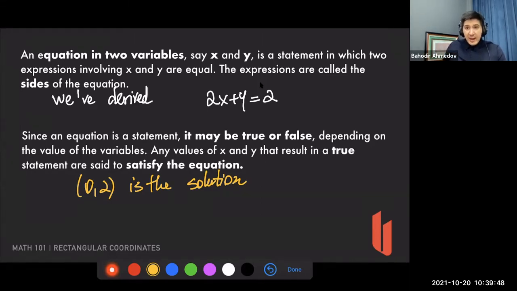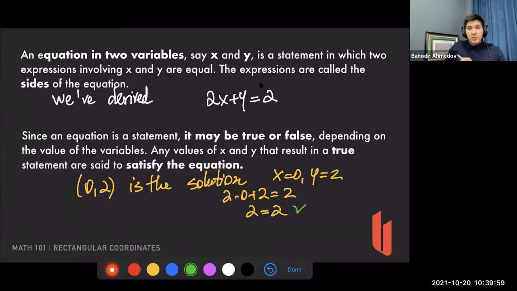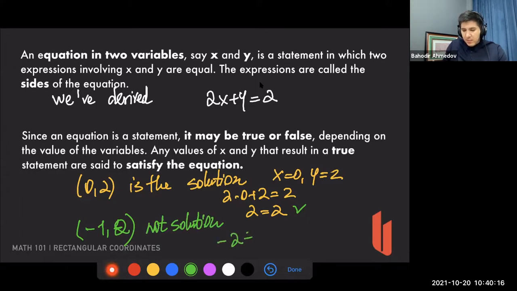It is a solution of this equation because if you substitute x equal to 0 and y equal to 2, it's going to be 2 times 0 plus 2 is equal to 2, so 2 is equal to 2. This equation is going to be true. In contrast, for example, (-1, 2) is not a solution, because if you substitute this into the equation, it's going to be -2 plus 2 is equal to 2, so 0 is equal to 2, which is false.